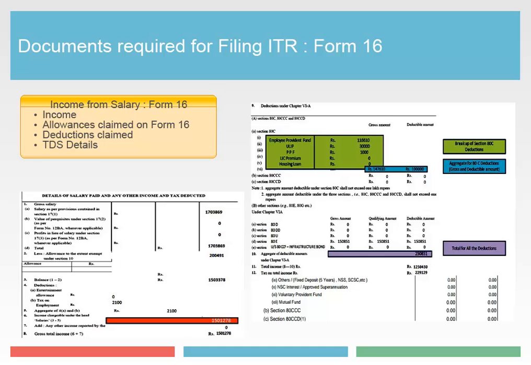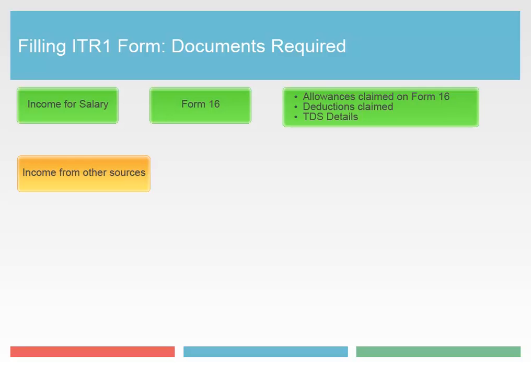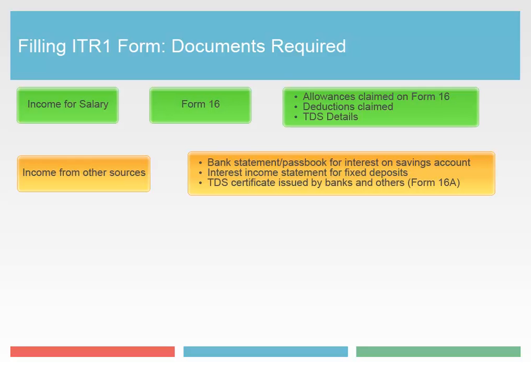Form 16 along with Form 12B has all the details of income earned as salary, allowances, deduction claimed and TDS deducted by employer. For income from other sources, one requires the bank statement or passbook for interest on savings account, interest income statement for fixed deposits, and Form 16A if TDS is deducted for interest on FD.